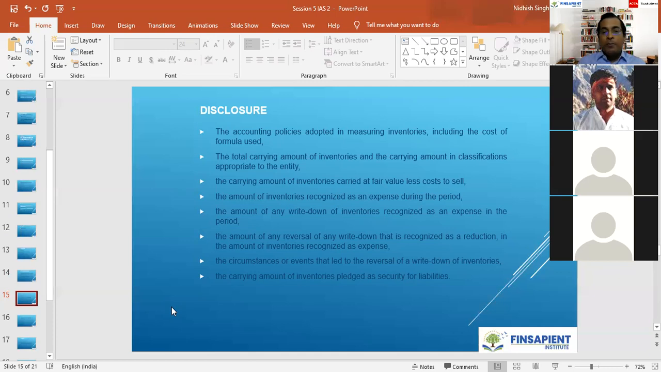The carrying amount of inventory placed as security for liability. So if there is anything collateralized, basically, if the collateralization is done on the inventories with the bank, those details need to be provided.